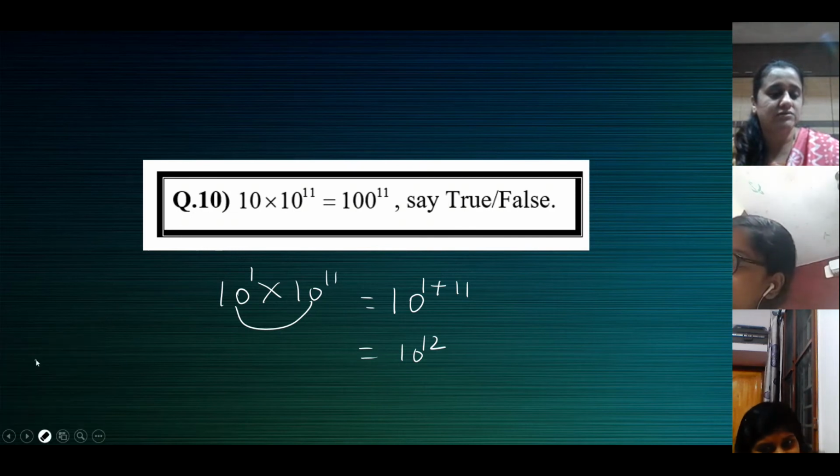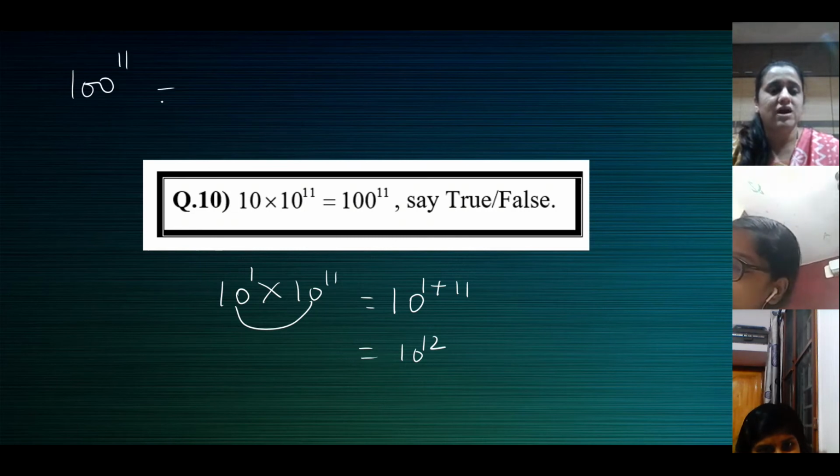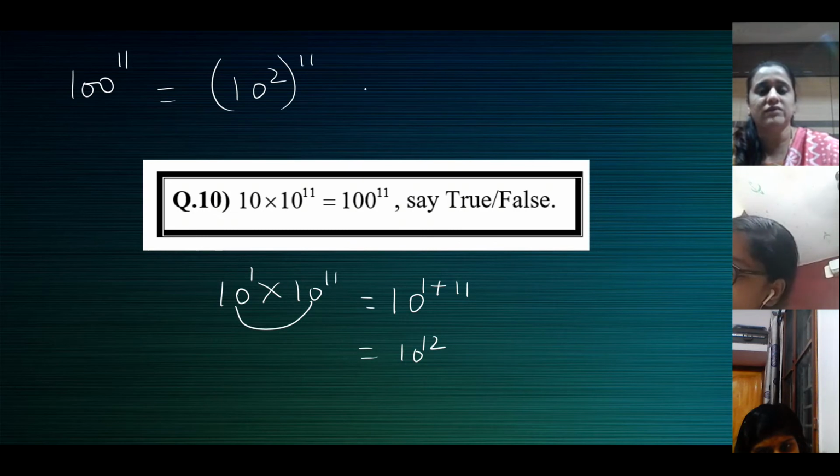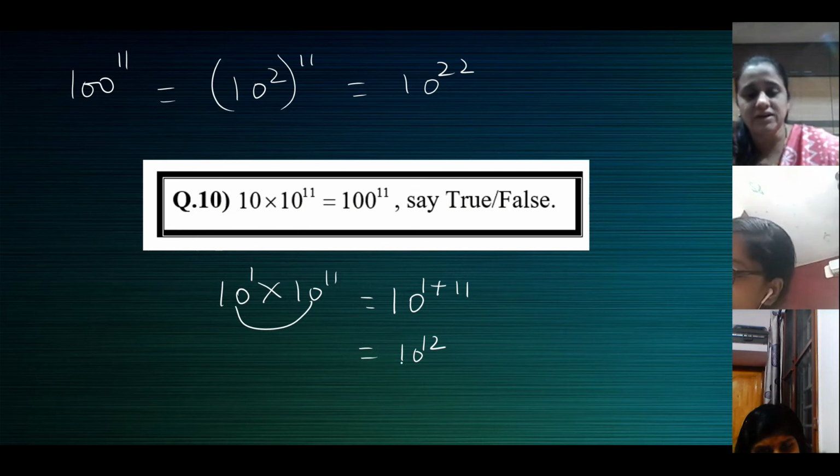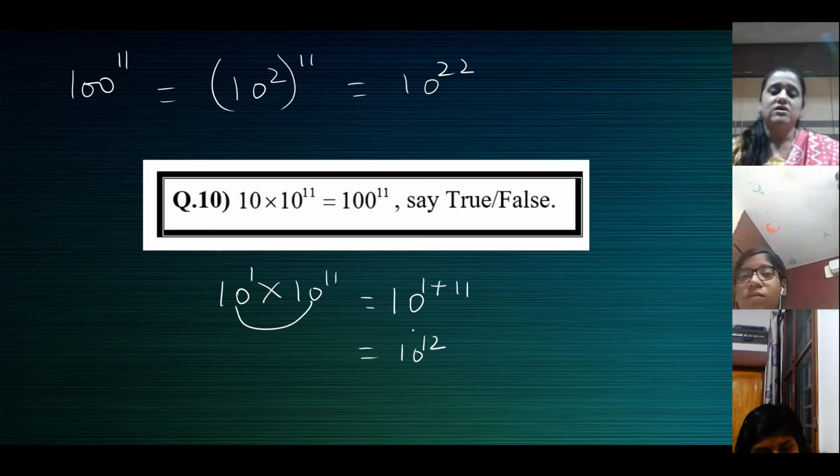Let me write it here. 100 can be written as 10 square. So 10 square, the whole raised to the power 11, is 10 to the power 22, because 2 into 11 is 22. But the correct answer is 10 to the power 12. The answer given is 100 to the power 11, which is 10 to the power 22. Clearly, it's false.